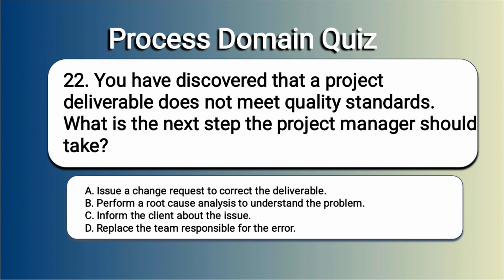(22) You have discovered that a project deliverable does not meet quality standards. What is the next step the project manager should take? A. Issue a change request to correct the deliverable. B. Perform a root cause analysis to understand the problem. C. Inform the client about the issue. D. Replace the team responsible for the error.